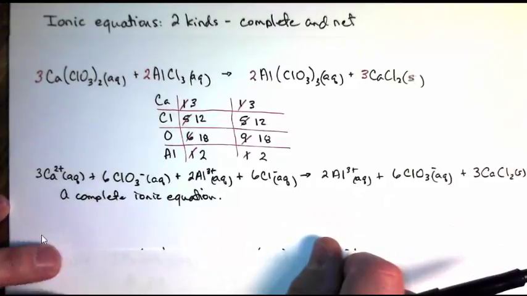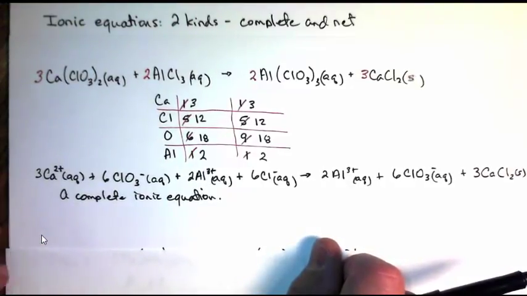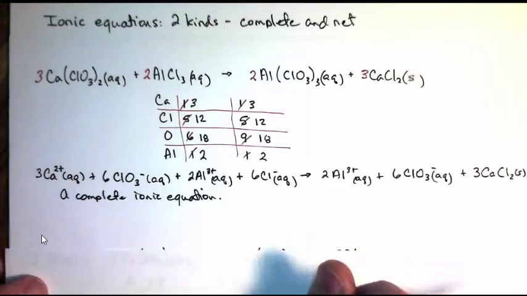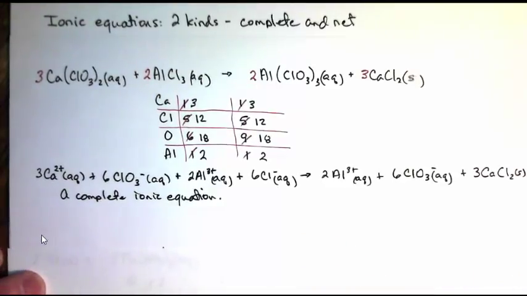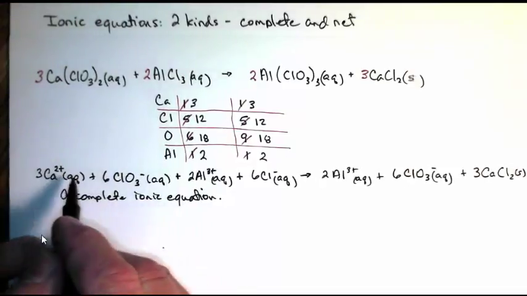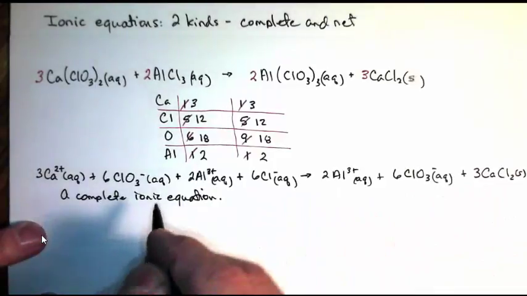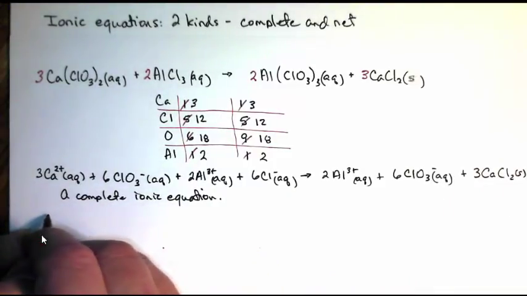Okay, aluminum's a spectator. Okay, any other spectators here? Not the chlorine, but the chlorate. I'm sorry, I might have misunderstood you. Okay, so those are the spectators. The spectators we're going to leave out of the net ionic equation. So we said calcium and chloride are the only ones that actually do anything here. So our net ionic equation is going to look like this.